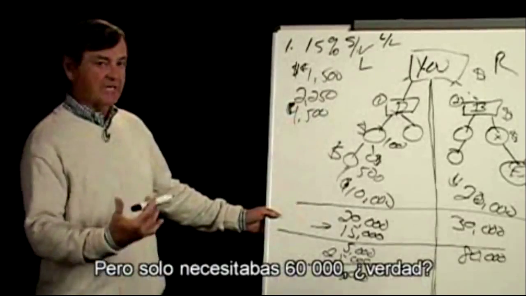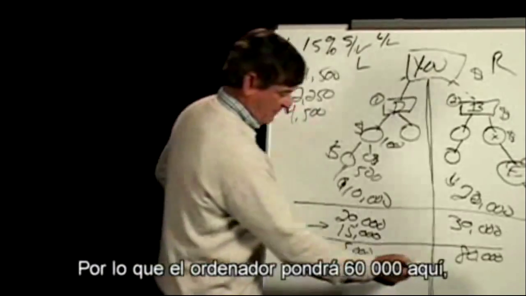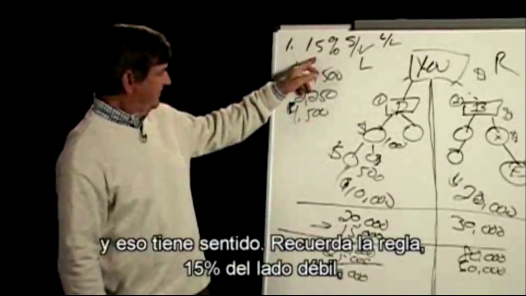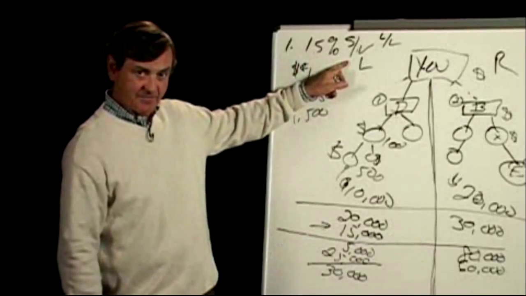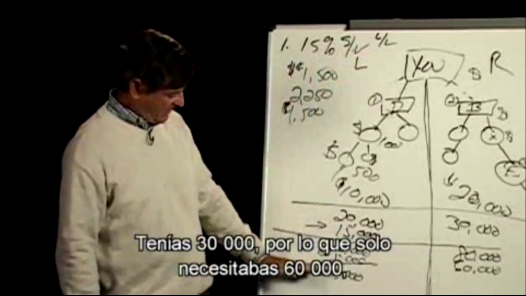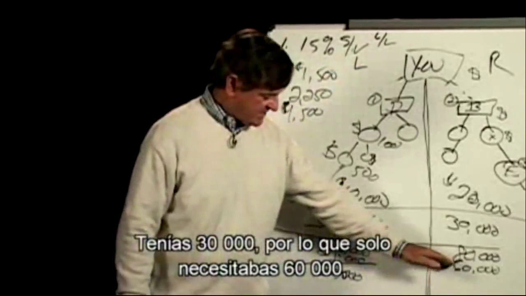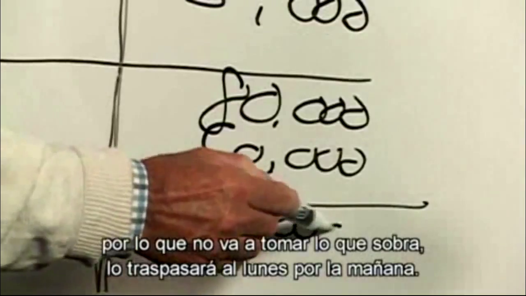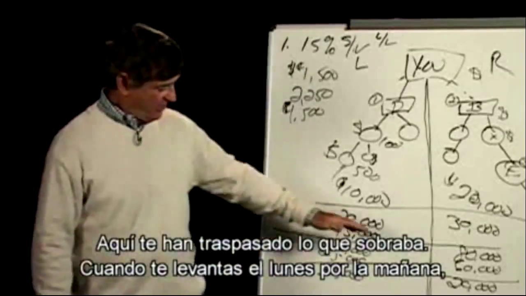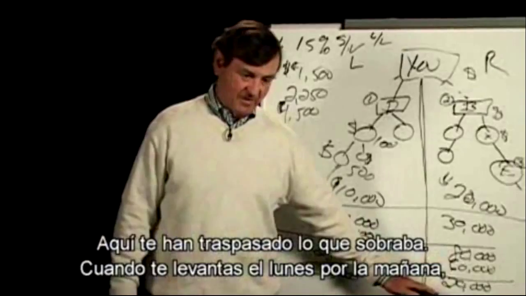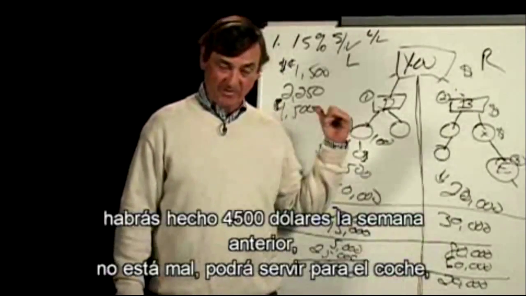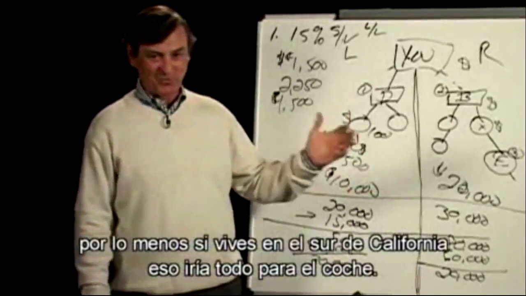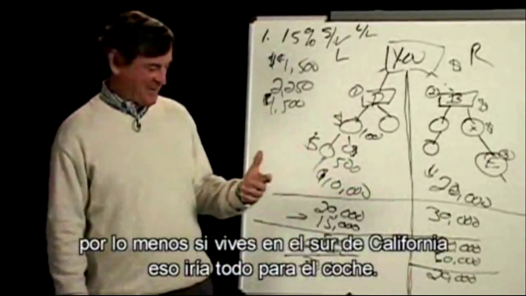But you only needed 60, right? So the computer's going to throw a 60 here, and that matches, remember the rule, 15% lesser leg, as long as the strong leg's twice as big. Well, you had 30. You only needed 60, so it's not going to take that extra. It's going to roll it down to Monday morning. So here you had carryover volume of extra volume. So when you wake up Monday morning, you've made $4,500 for the week. Not bad. That's probably just the car payment, I know. But at least if you're living in Southern California, it's only the car payment, right?